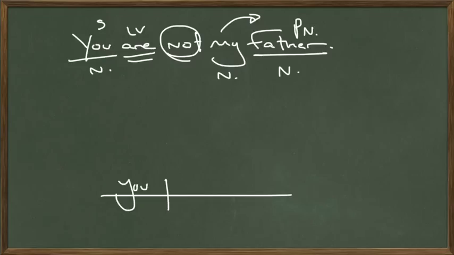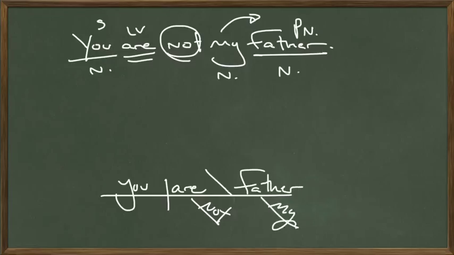You, subject side, are on the verb side. You are what? You are not. Not is an adverb. You are not what? You are not a predicate nominative. Father, you're not my father. So predicate nominative after the slanted line there. And adjectives, they go underneath the word they describe on a slanted line.